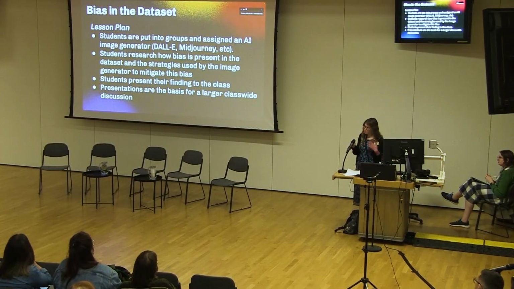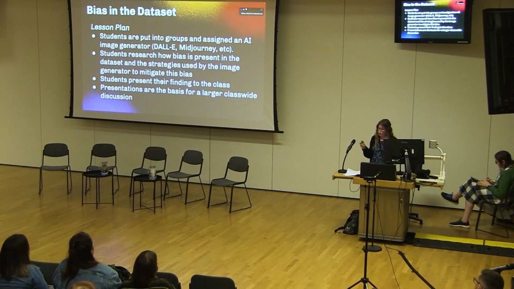As for the lesson plan, it's similar to the last one. So again, students are put into groups and tasked with researching how bias is present in the data set and the strategies used by the image generator to mitigate that bias. Student groups then present their findings to the class and again, engage in a class-wide discussion. By participating in this lesson, students learn how bias systemically exists in a system assumed to be neutral.